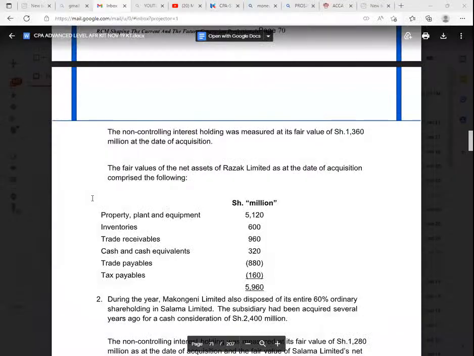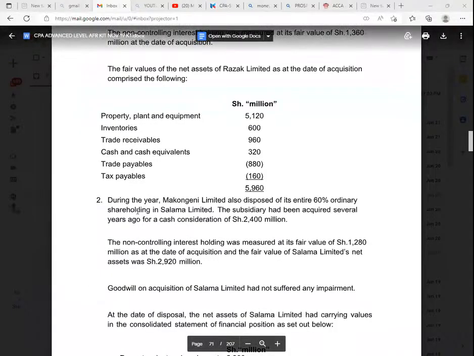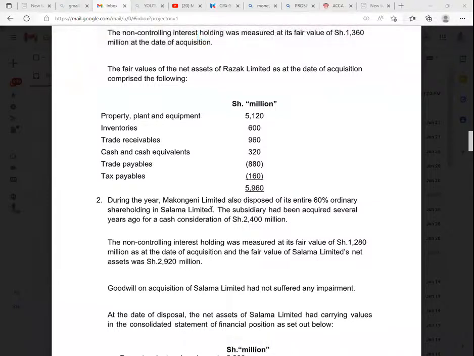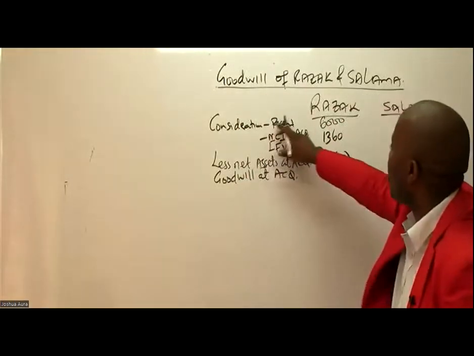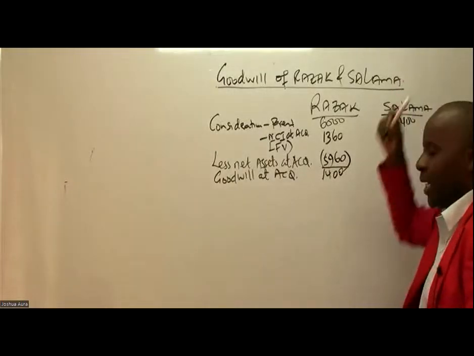Ladies and gentlemen, from there, what are we told here about Salama? During the year, Makongeni Limited also disposed of its entire 60% ordinary shareholding in Salama Limited. The subsidiary had been acquired several years ago for a cash consideration of 2,400 million. Great. So I can see the purchase consideration of the parent. During acquisition, the consideration of the parent was 2,400.